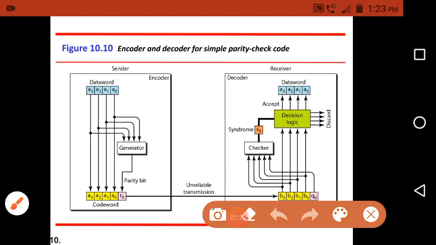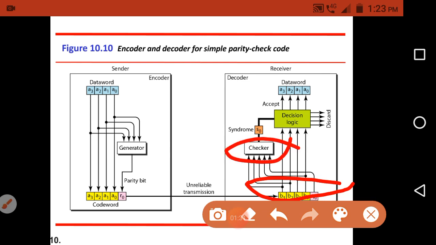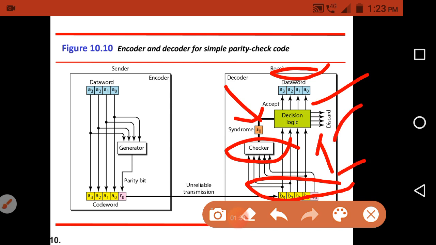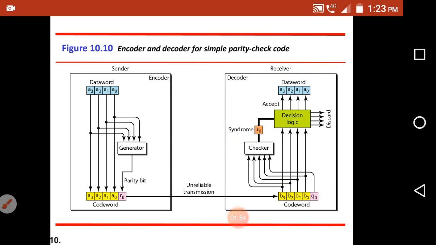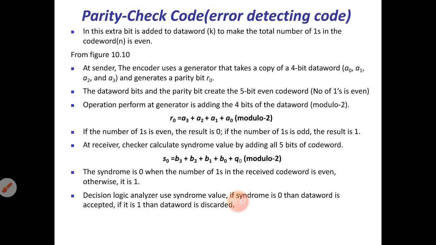It will receive all the 5 bits including the parity bit, and the checker will perform the summation of all those 5 bits, divide by 2 and take the remainder. That remainder is the syndrome value, S0. If the syndrome value is 0, then it will accept that code word and extract the actual data from it. If the syndrome value is 1, then the code word is discarded. So that is the last step they have mentioned here. Decision logic uses the syndrome: if the syndrome is 0, then the data word is accepted; if 1, the data word is discarded.